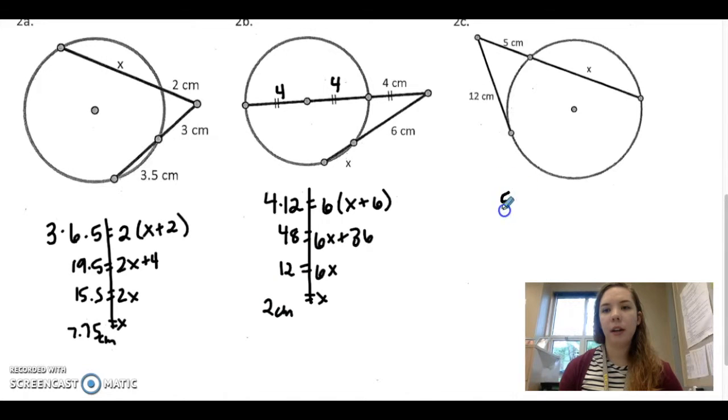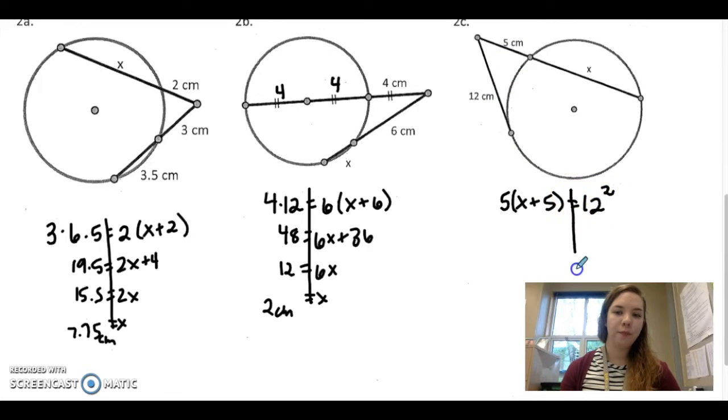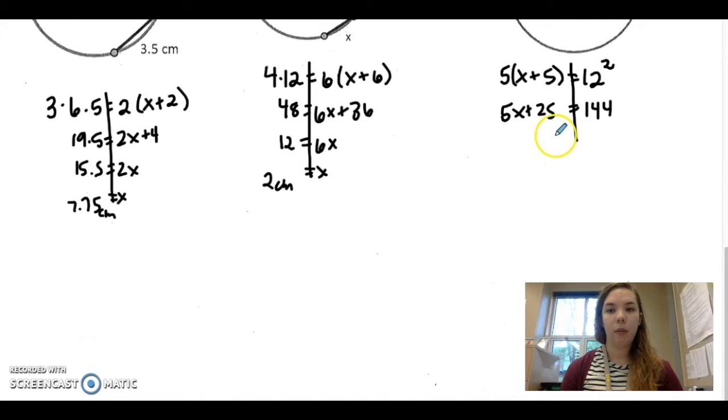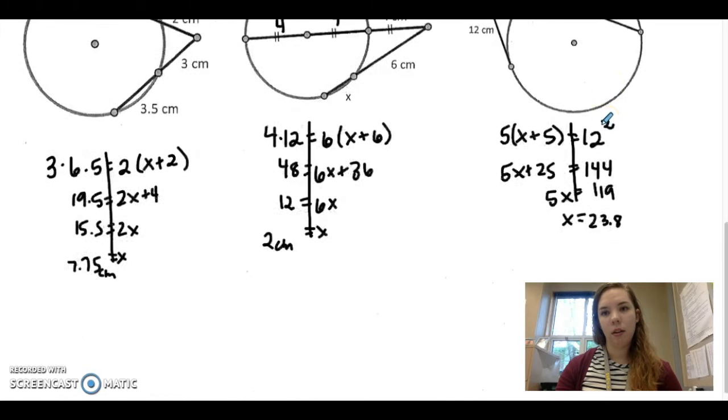Okay, piece on the outside times the whole length. Piece on the outside and the whole length are the same, so it's 12 squared. Okay, and don't forget to distribute. Then you have 5x equals 119, which makes x 23.8 centimeters.